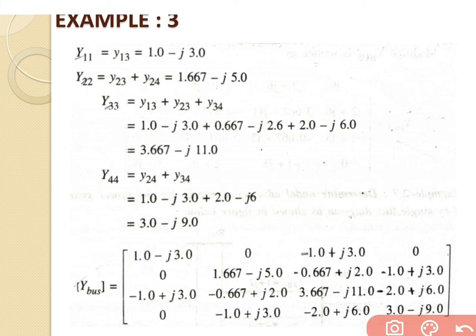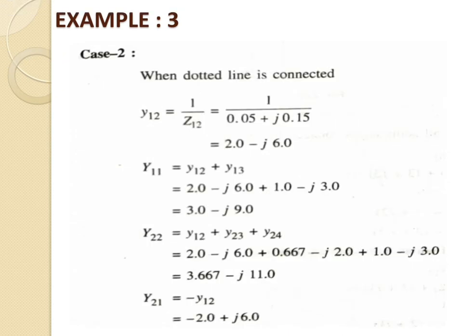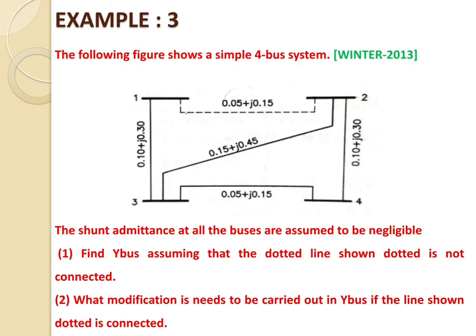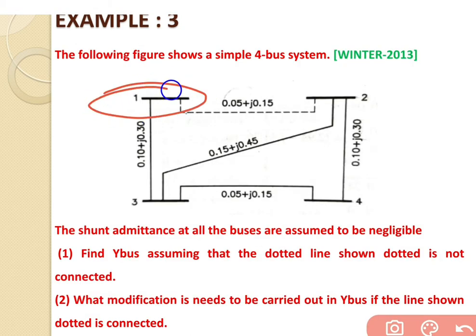Now go for the mutual admittance. The first one is y11. So y11 is equal to y13, because at bus number 1 only one line is connected, y13, since the dotted line is not to be connected for case number 1. If we go for case number 2, only in that case do we have to consider the dotted line.